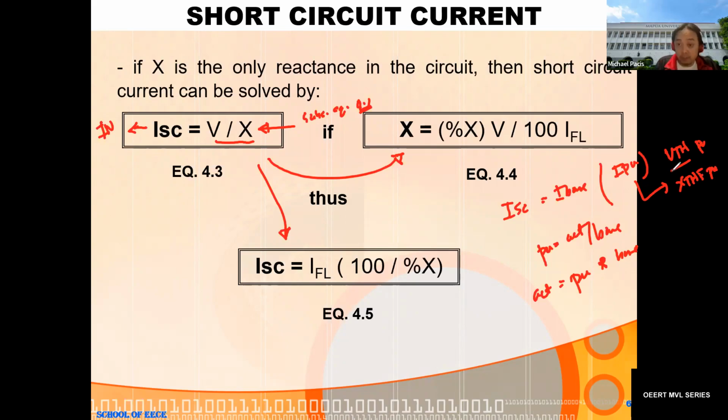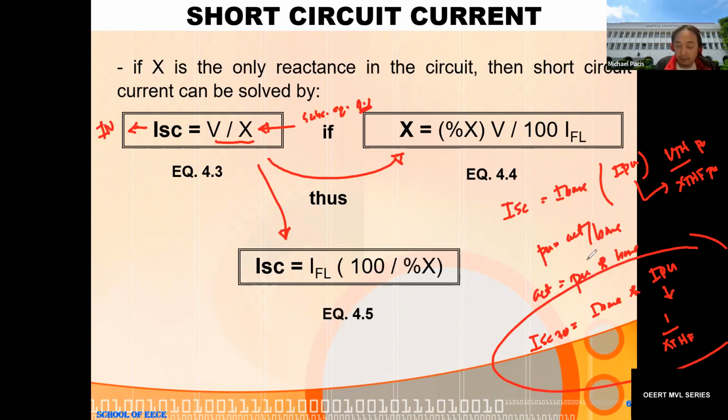However, if you want to express it in percent, you can do so by multiplying by 100 over 100. Kasi lalabas dito, other form ng ISC three-phase. It can be I base times IPU. But IPU is 1 all over Thevenin's reactance up to the fault point F. Or if you insert 100 over 100 in the equation, please take note, this is also I base. It can be like this in percent.